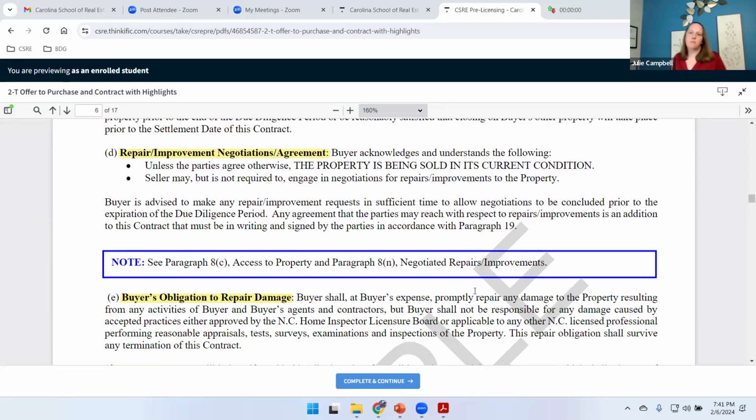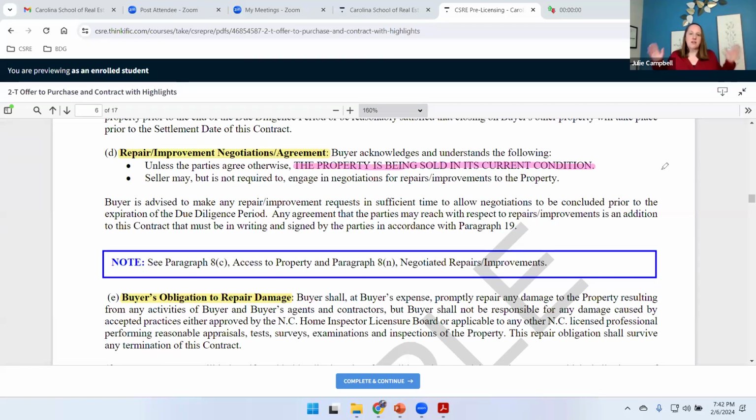Repair improvements. Buyer acknowledges and understands the following. Buyer, unless the parties agree otherwise, here it is. This property is being sold in its current condition. This property is being sold as is, unless agreed otherwise. Seller may, but is not required to, engage in negotiations for repairs or improvements. Once the buyers have their inspections done, they are welcome to ask the seller to do repairs. The seller can either agree to do all the repairs, none of the repairs, or some of the repairs. We're back in negotiations. We're in round 2 of negotiations again.